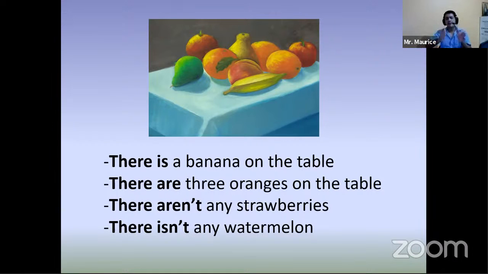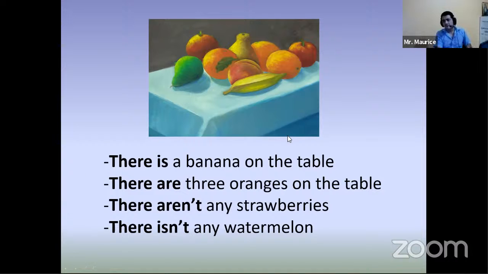So the words there is and there are tienen el mismo significado. Hay para denotar cantidades. Su negativo lo utilizamos con el verbo to be. There isn't, there aren't. There is cuando hablamos de un solo objeto, persona o animal. Singular. There is, hay. There are is for plural. Cuando hay más de un objeto, animal o persona, utilizamos there are.